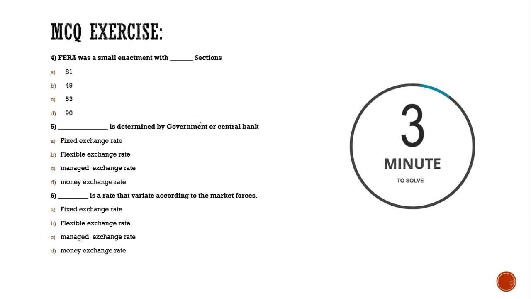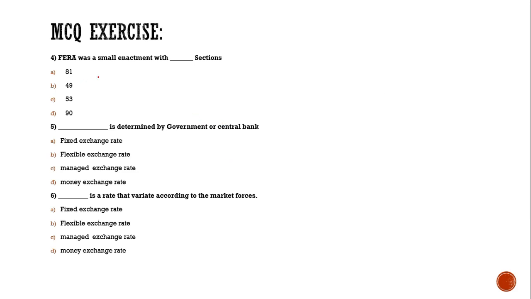Okay, let us discuss the answers. For the fourth one, FERA was a small enactment with dash number of sections. The correct answer for this is 49. Dash is determined by government or central bank. Central bank and government, they decide the fixed exchange rate. Dash is the rate that varied according to the market forces. The market forces is based on the flexible exchange rate.